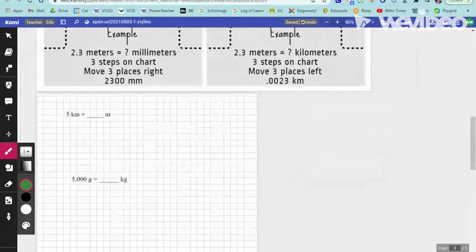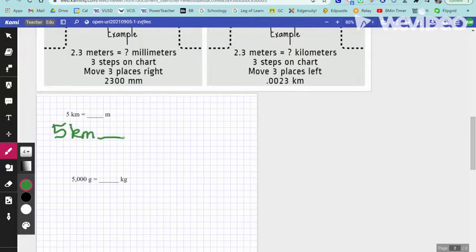Okay, for example, 5 kilometers to how many meters? So one way we could do that is if we know the conversion factor, which is 1 kilometer to 1,000 meters, then we end up with meters if we multiply that across, which would be 5,000.